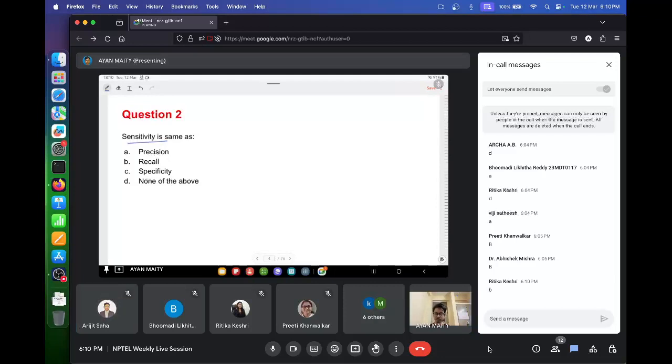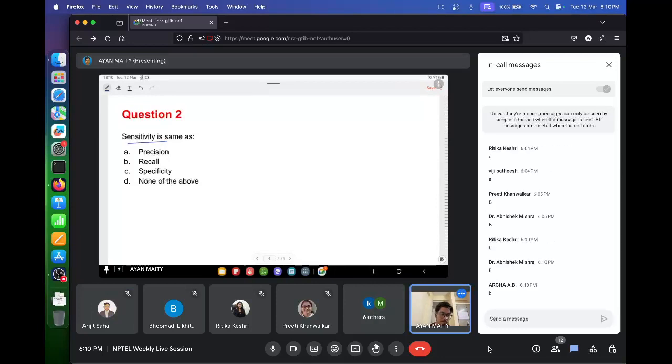Recall. Okay, recall. Ritika Keshri says B, Dr. Abhishek Mishra says B, Archa says B, Likita Reddy says A, Vijay Satish says B. So most of the answers are B in the chat. So the correct answer is option B. Recall is also called sensitivity, which is defined as true positive divided by true positive plus false negative. So that is the definition of both recall and sensitivity. So these two terms are the same.